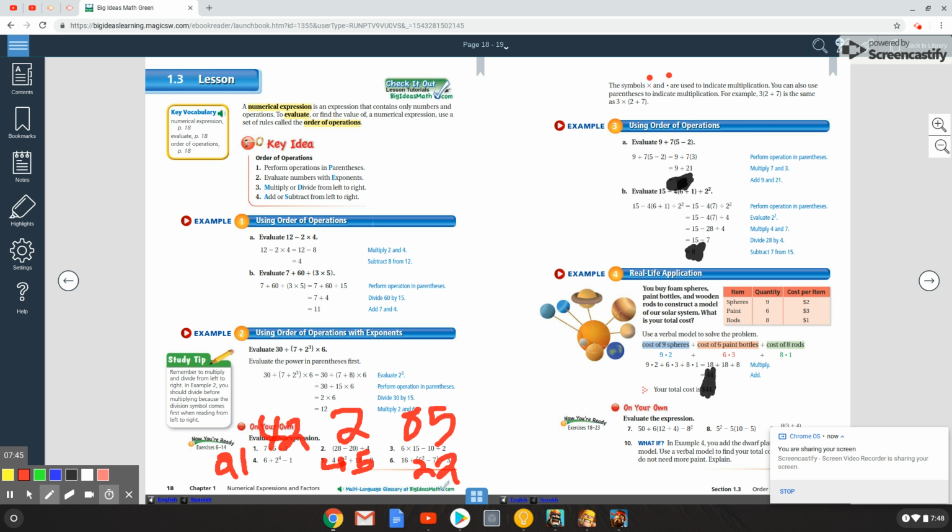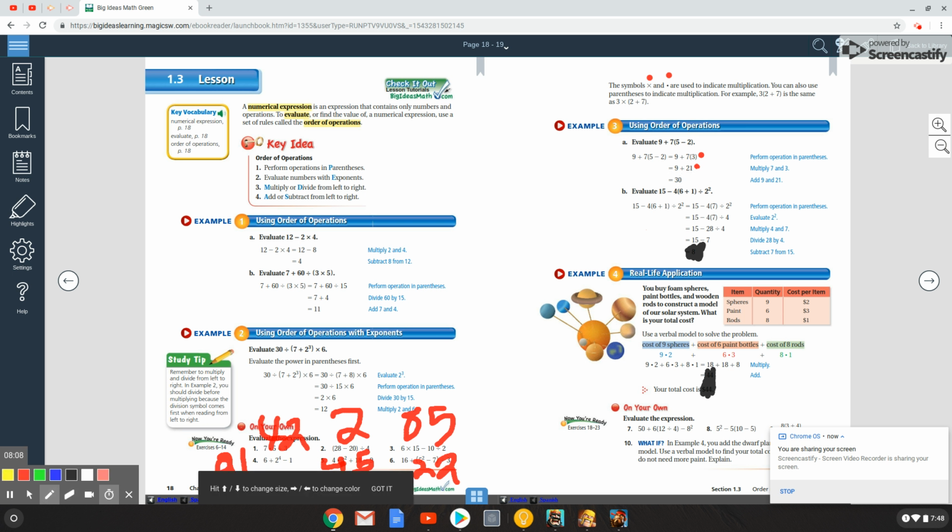First, we evaluate 9 plus 7 times (5 minus 2). So how do we do this problem? We first do what's in the parentheses. 5 minus 2 is going to be 3. Then we do 7 times 3 because parentheses is another way of showing multiplication. 7 times 3 is 21. And then we do 9 plus 21, which is going to be 30, as you can see.